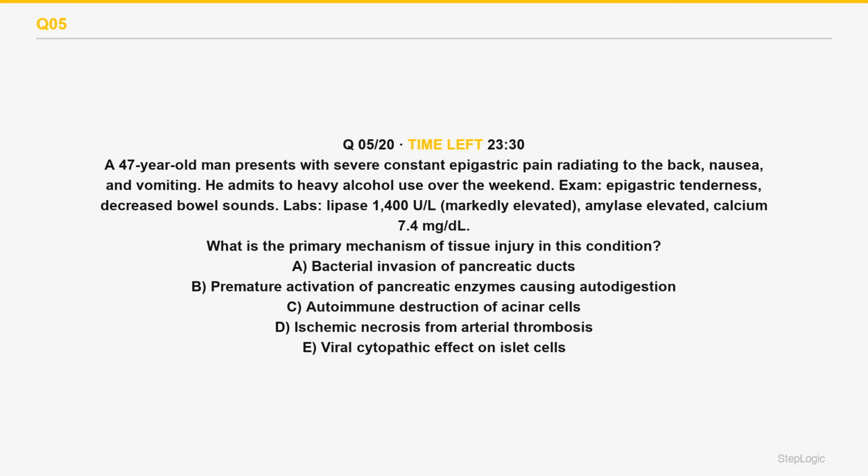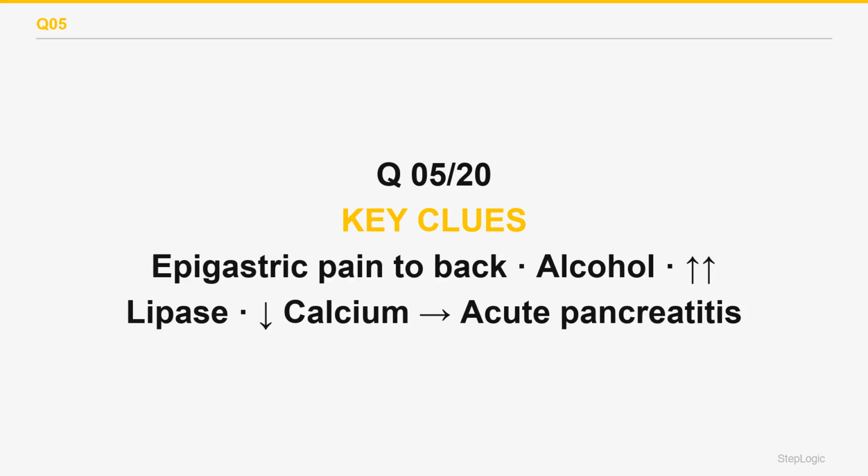Read the command: primary mechanism of injury. Epigastric pain to the back, heavy alcohol, markedly elevated lipase, hypocalcemia: acute pancreatitis. Acute pancreatitis is fundamentally a disease of autodigestion.